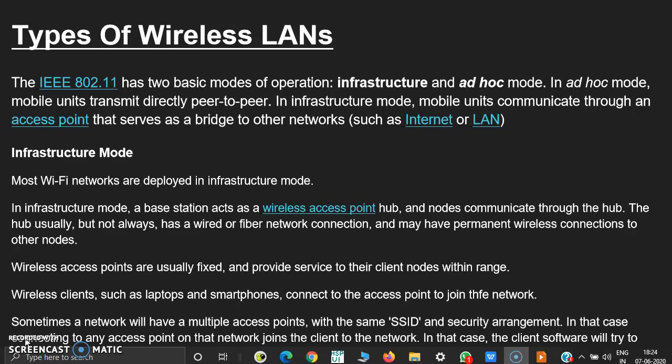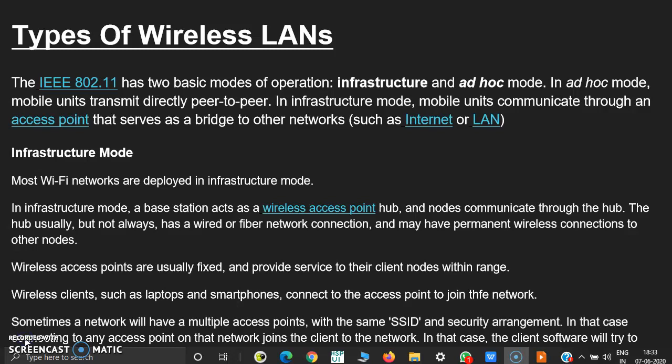The hub usually, but not always, has a wired or fiber network connection. This means that sometimes in infrastructure mode, wireless or wired media may be used, whichever is useful. Wireless access points are usually fixed and provide service to their client nodes within range. This means that if there is a certain access point or central node, then two nodes that have to communicate with each other need to be present within the required range around that wireless access point.